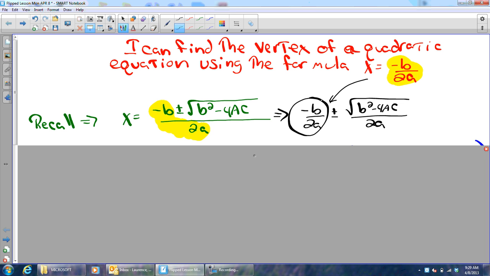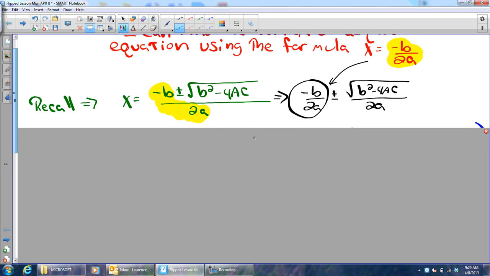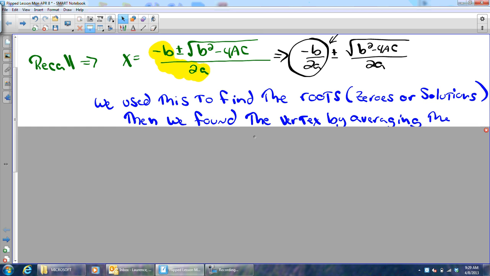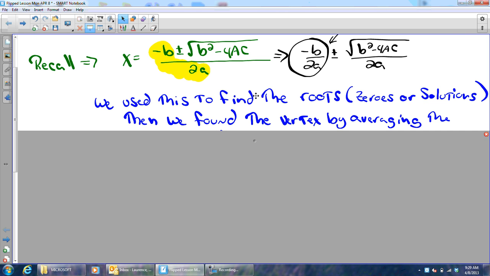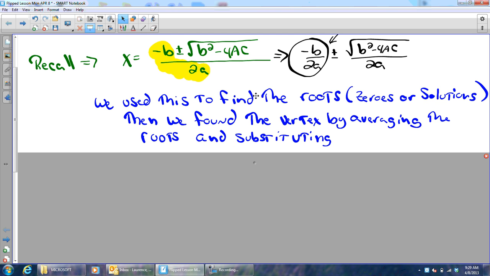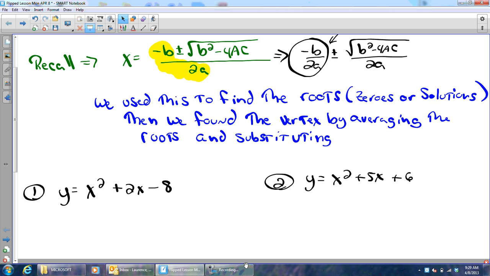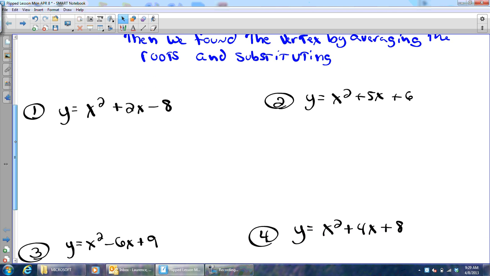Now let's go down, and remember, what is this used for? We use this to find the roots, the zeros or solutions, which are the places where the parabola will cross the x-axis. Then we found the vertex by averaging the roots and substituting that value in for x. Now we're not going to have to do the averaging anymore. So let me come down here and show you how to use this.